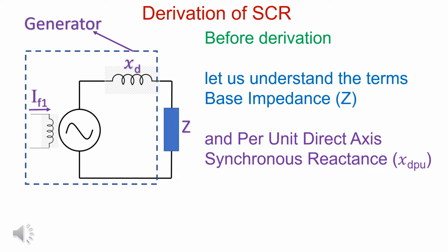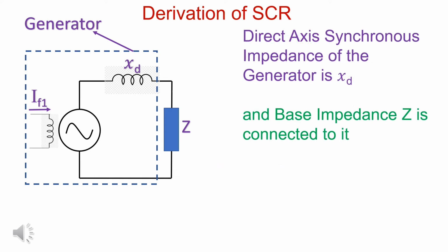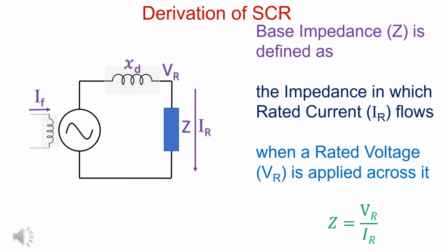Before derivation of SCR, let us understand base impedance and per unit direct axis synchronous reactance. Direct axis synchronous impedance is like an internal resistance of a battery. Due to it, there is a voltage drop. Base impedance Z is an impedance in which rated current IR flows when a rated voltage VR is applied across it. Z is equal to VR by IR.